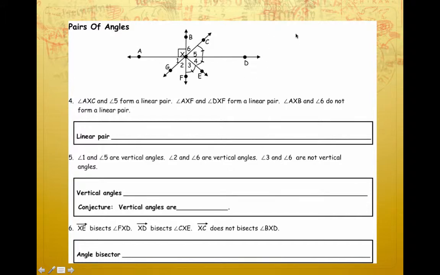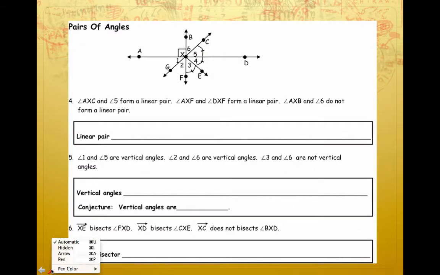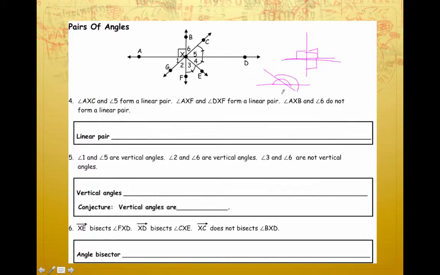So I could say like this angle and this angle are supplementary because you add them together and they make 180, but they are not a linear pair. A linear pair has to be like these two. They have to add up to a line. So these two are a linear pair, these two are a linear pair, if they make a line. So linear pair makes a line.